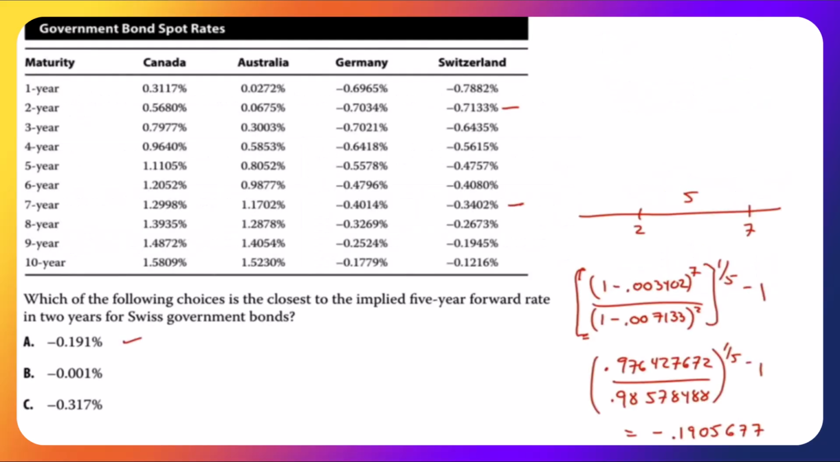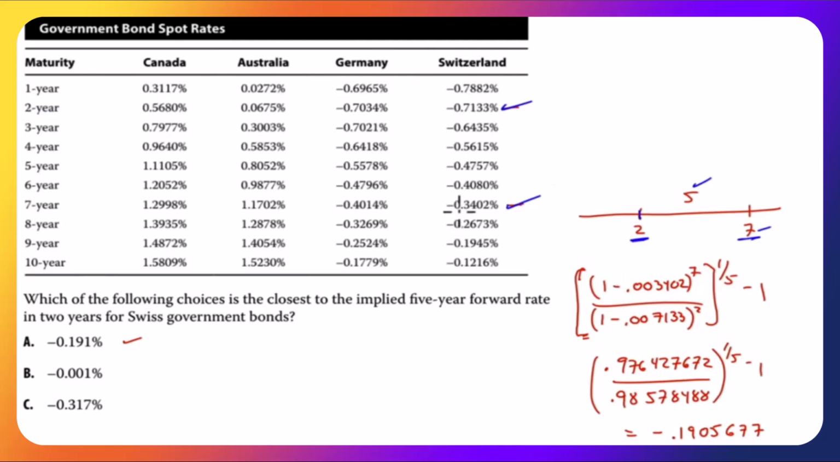Which of the following choices is the closest to the implied 5-year forward rate in 2 years for Swiss government bonds? So timeline, go out 2 years. We want a 5-year forward rate. That'll take us to the end of 7 years. We need a 2-year and a 7-year spot rate. There's our 2-year, there's our 7-year. We know it is the longest period rate over the shortest period rate.